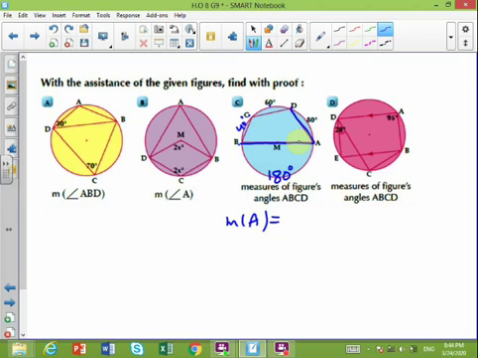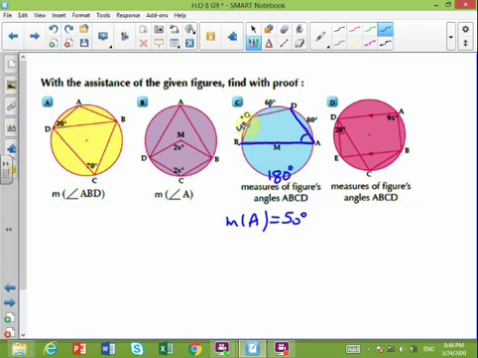What is the inscribed angle equal to? What is the relation between the inscribed angle and the measure of the opposite arc? The inscribed angle equals half the opposite arc, because the measure of the arc equals the measure of the central angle, and the inscribed equals half the central. So the inscribed equals half the measure of the arc. So measure A equals half the opposite arc, so it will be 100 divided by 2, equal 50 degrees.